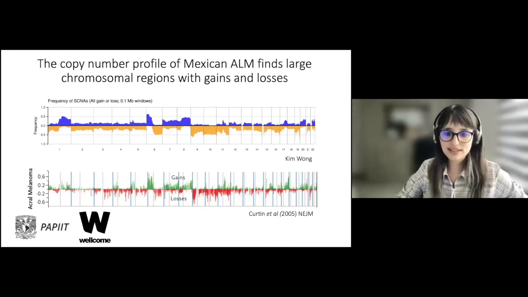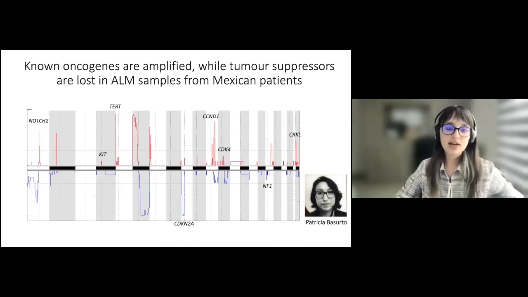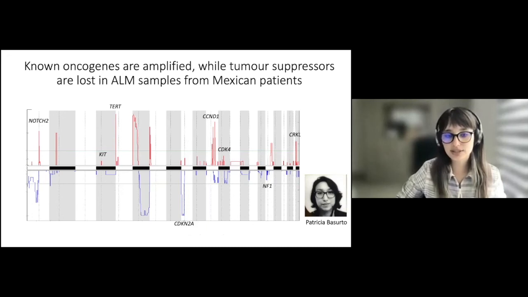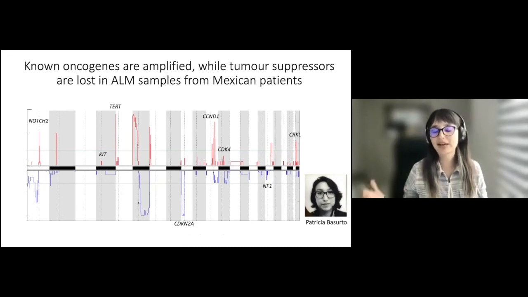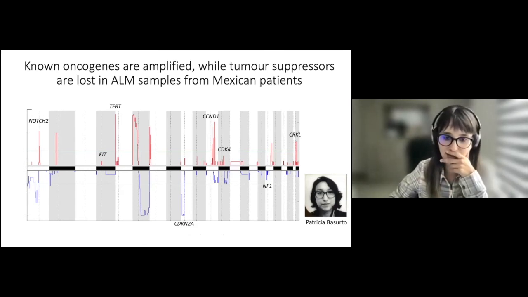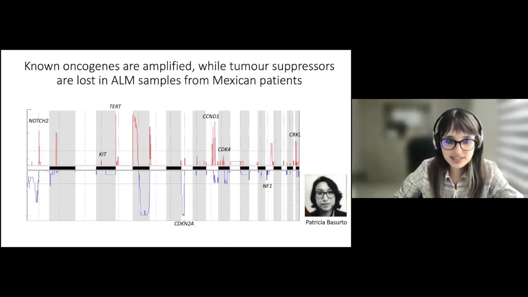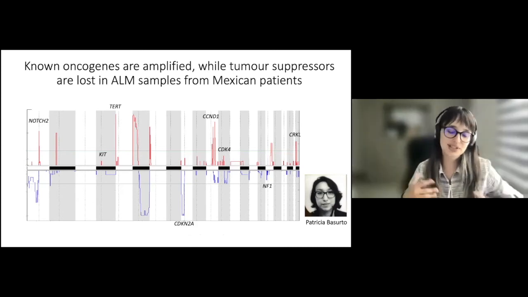If we do a zoom in this profile, then we see known oncogenes that are amplified. For example, we see TERT, we see KIT, we see CDK4. A new one that has been described for acral, that's called CRKL. And also we see tumor suppressors that are lost, such as CDK2 and NF1. There's other regions, as you can see, with peaks here of losses that have so many genes that we still don't know which ones are the drivers. But this is still ongoing work.